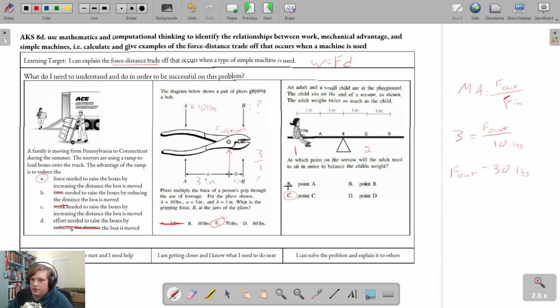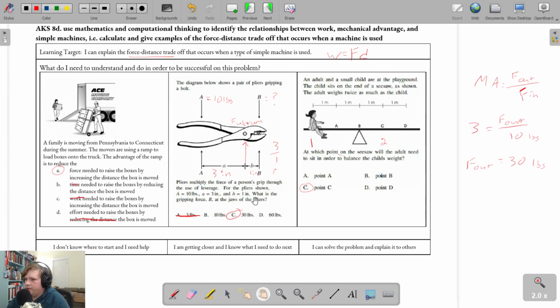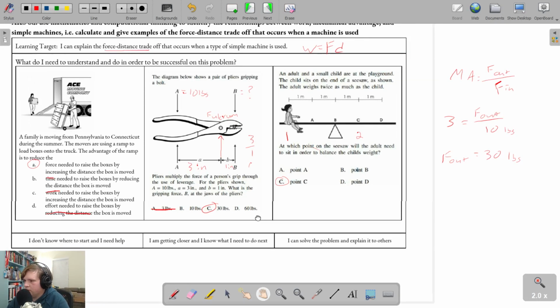10 newtons is not equal to 10 pounds. They are not the same thing. Pounds is a different unit of force. Pounds is the imperial unit of force, whereas newtons is the scientific or metric unit of force. They are two separate things, but they are both units of force. Great, that's it. Balancing beam.